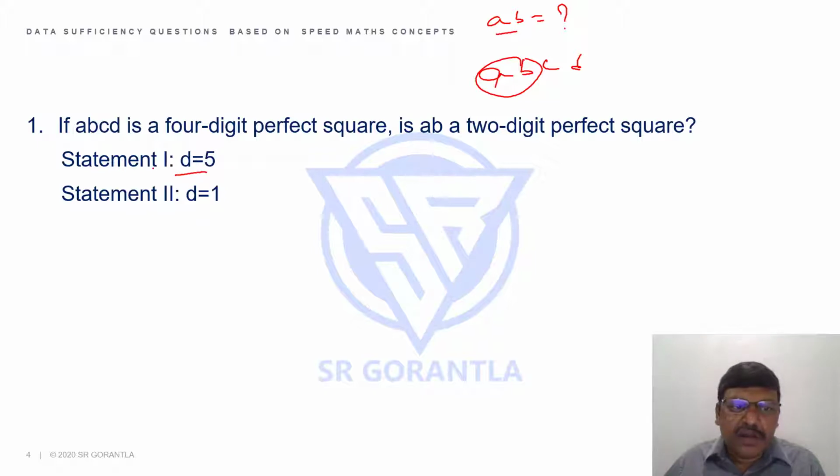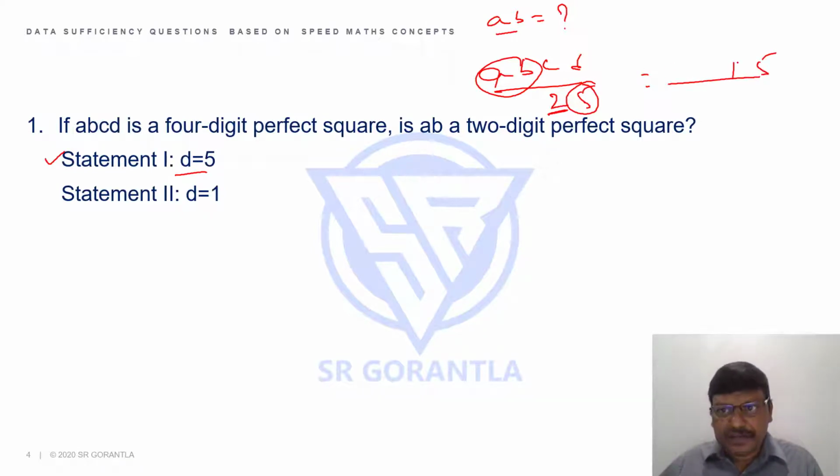Students, statement 1 says D is 5. If it is a perfect square and the unit place is 5, what should be the tens place? We all discussed the special case of squares ending with 5. The last 2 digits will be 25, we discussed. If a perfect square is ending with 5, what is the tens place of that number? 2. Right. Students, we also discussed how to find squares ending with 5.